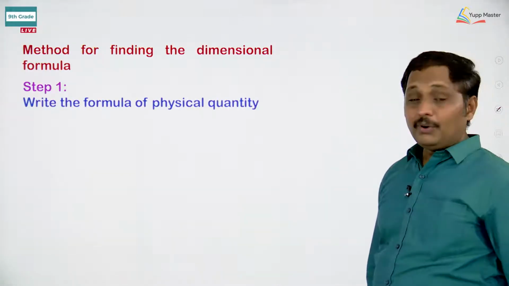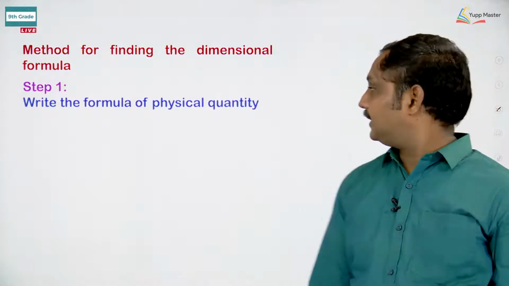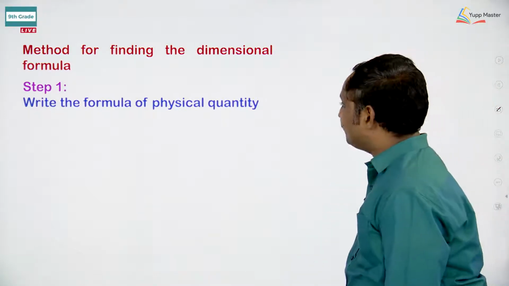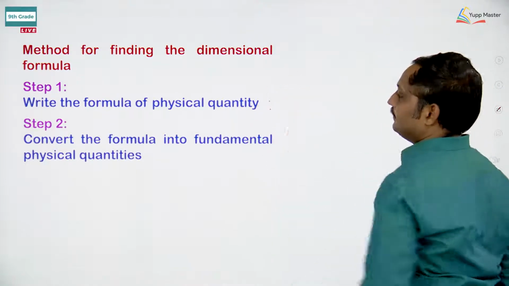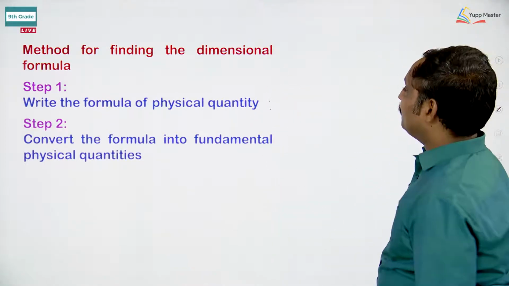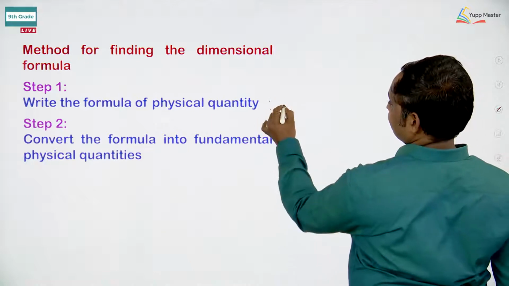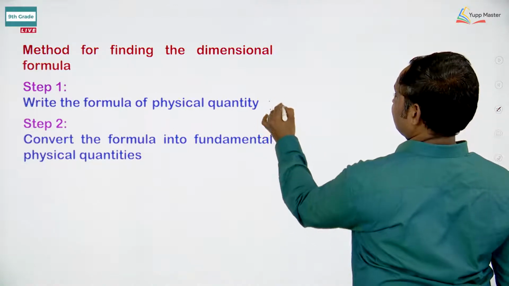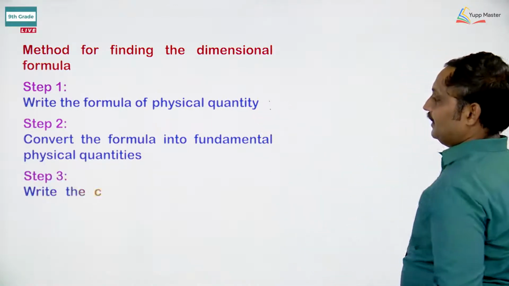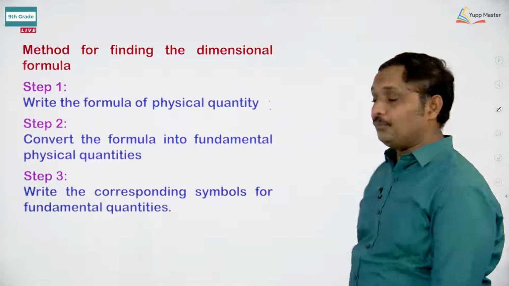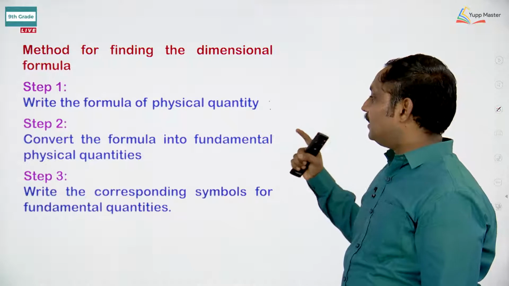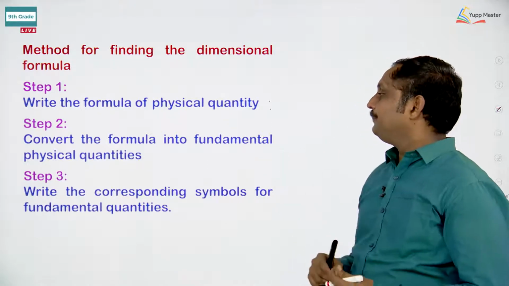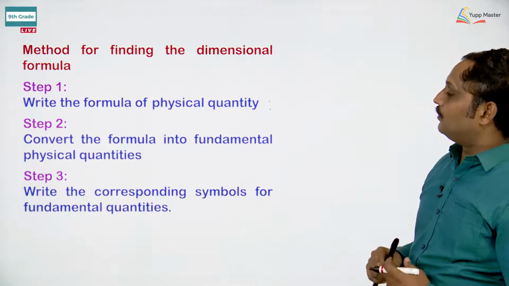What about the steps involved in that case? Step 1: write the formula of a physical quantity. Step 2: the formula, that is very, very important. We have written that. Then convert the formula into fundamental physical quantities, very clear. Now, what about step 3?